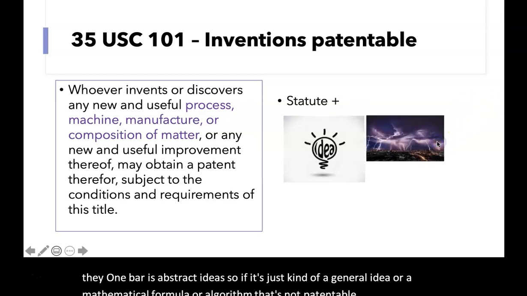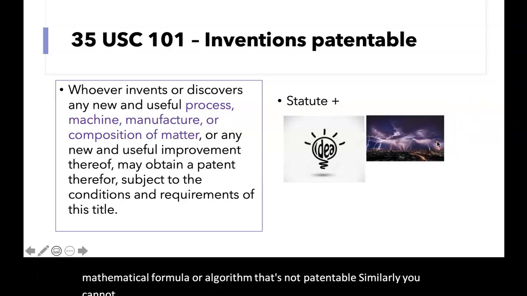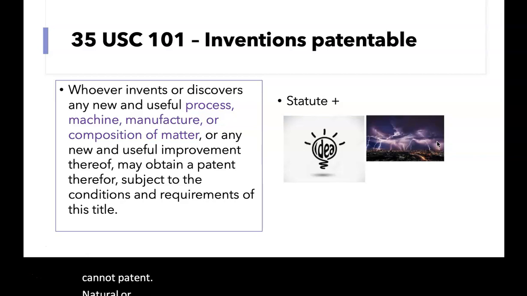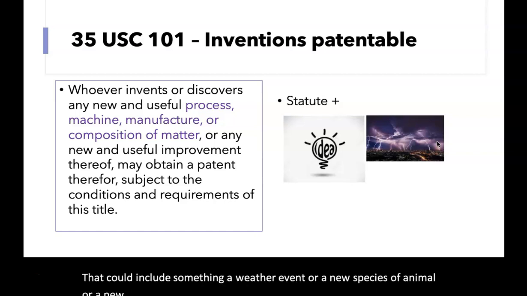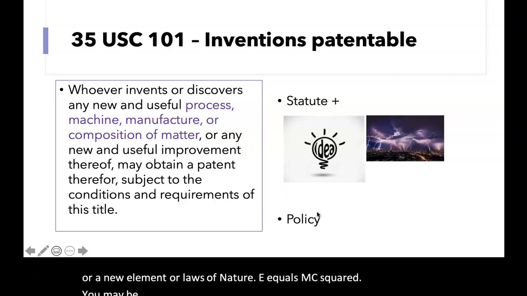Similarly, you cannot patent natural or physical phenomena. That could include something like a weather event or a new species of animal or a new element, or laws of nature like E equals mc squared. Now you may be wondering why. What is the reason? It's not in the statute, so why are these things barred?